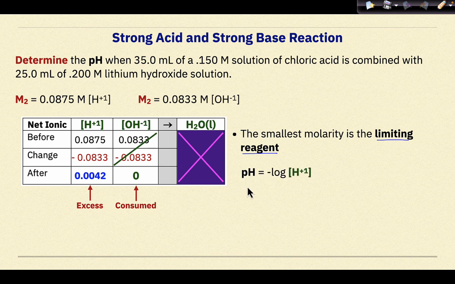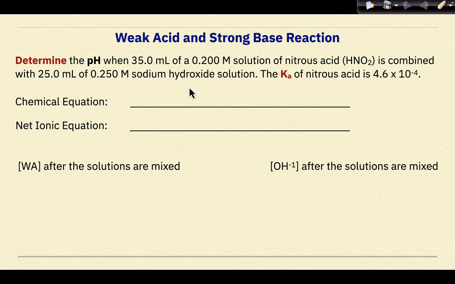So we'll use the pH formula: pH is equal to the negative log of the hydrogen ion concentration. We'll substitute in our hydrogen ion concentration from the table and determine that the pH of the solution is equal to 2.37. Let's do another example.